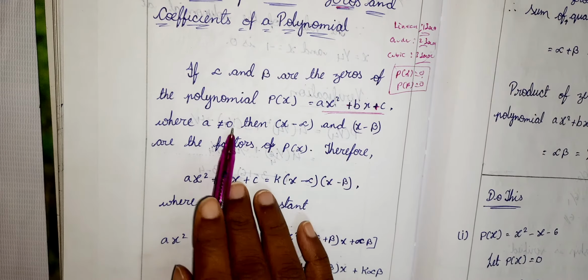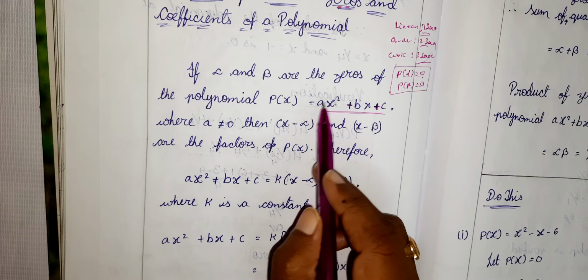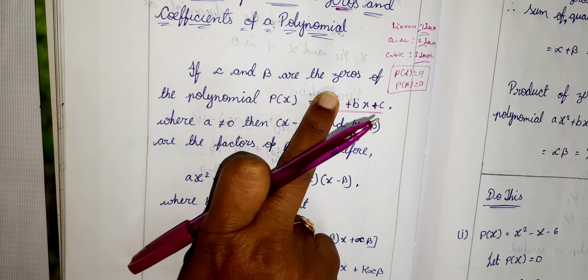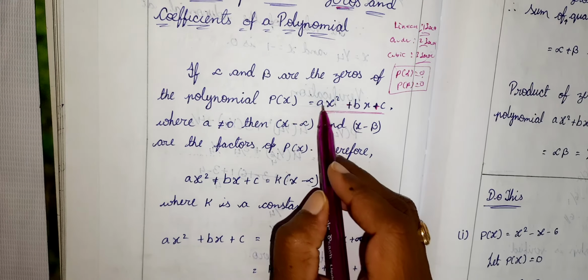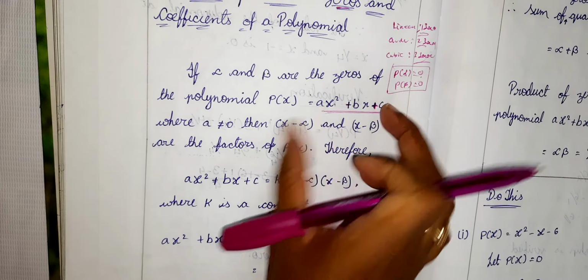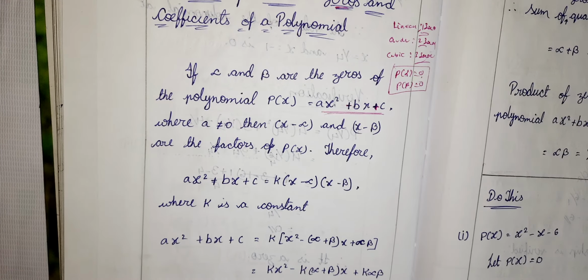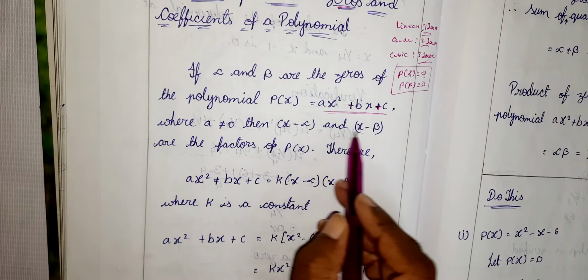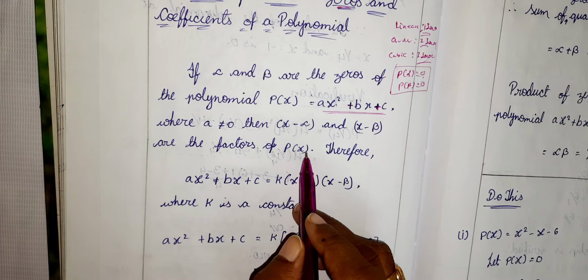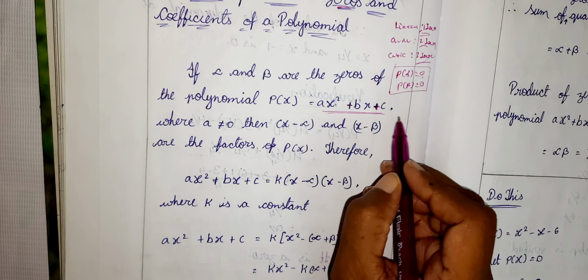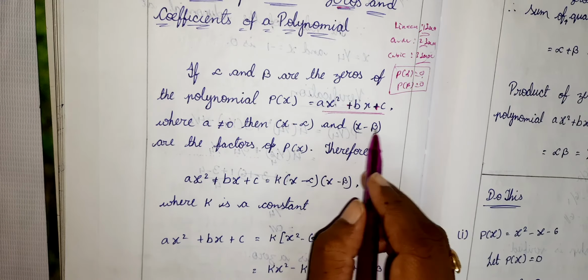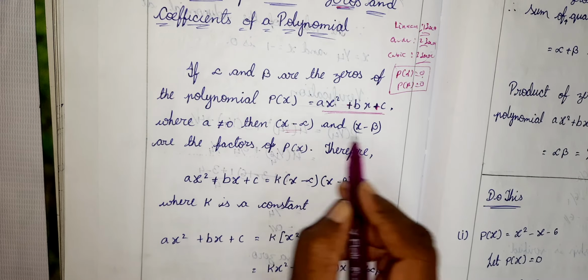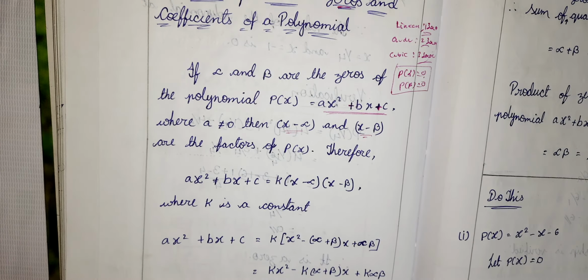Where a is not equal to 0, then only it will become a quadratic, is it not? If a is equal to 0, this term will disappear. Then it will become a linear polynomial, not a quadratic polynomial. So a should not be equal to 0 is the general condition for the general quadratic equation. So then x minus alpha and x minus beta are the factors of p of x. That means p of alpha is equal to 0, x is equal to alpha. Right, p of beta is equal to 0, or x is equal to beta. That means here we say that x minus alpha and x minus beta are the factors.